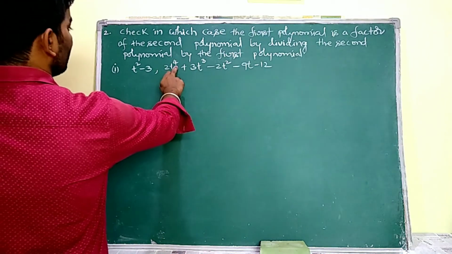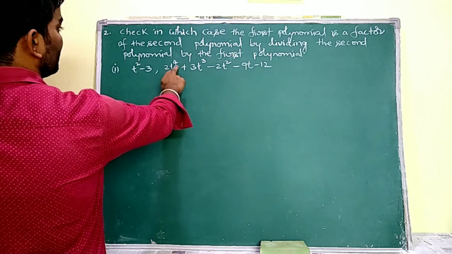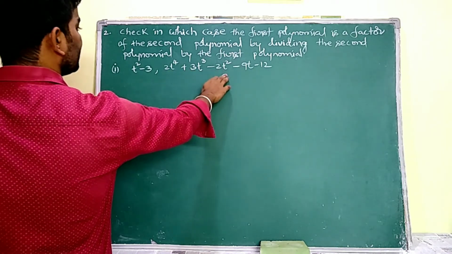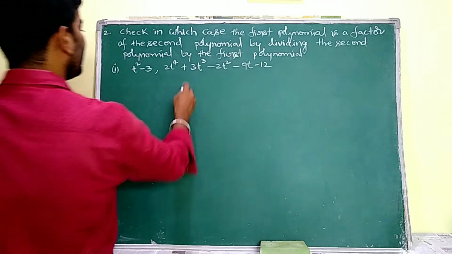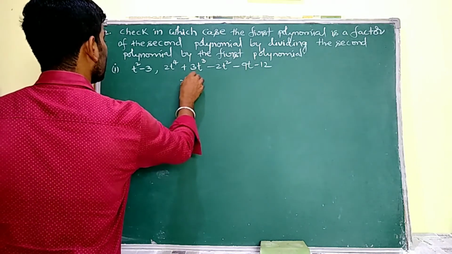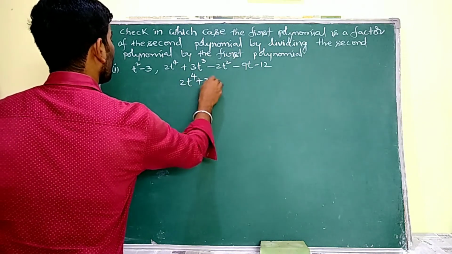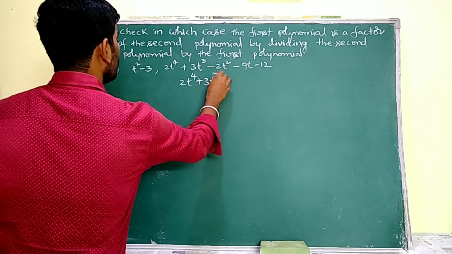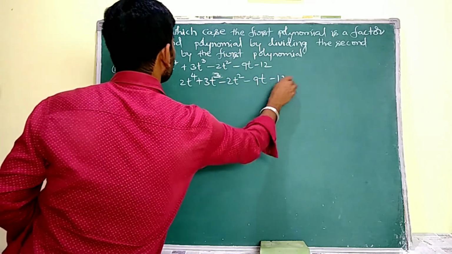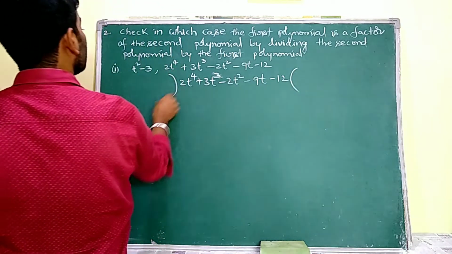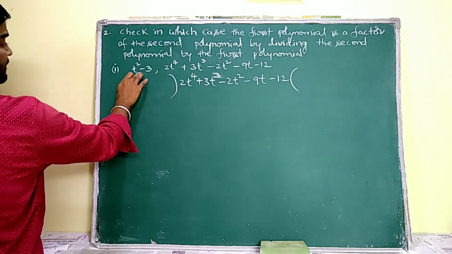See ma, here fourth degree term we are having, cube term we are having, square term we are having, x term we are having, and constant we are having. So in the dividend there are no missing terms, and it is in a standard form. So I have to write the dividend as it is, minus 9t minus 12. Now I have to divide it with the first polynomial.